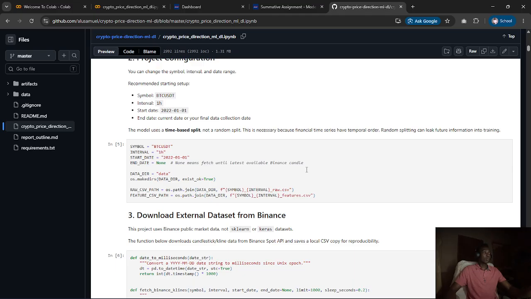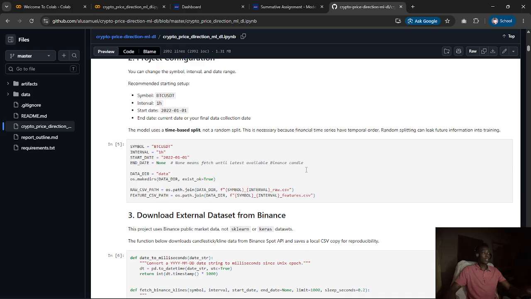The target variable was created using the next candle close price. If the next close was higher than the current close, the target becomes 1. Otherwise, it becomes 0. The design prevents future information from being used as an input feature. Future price is used only to create labels.